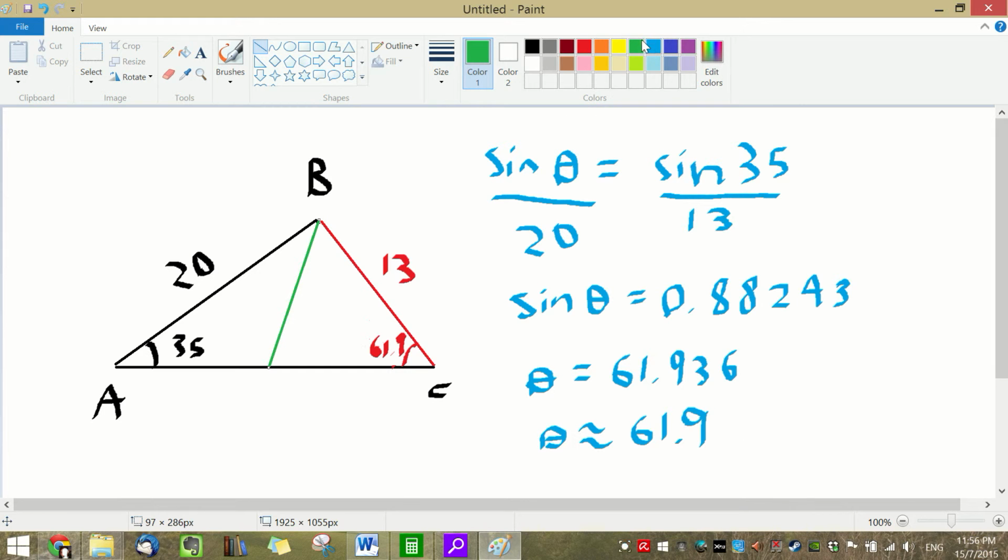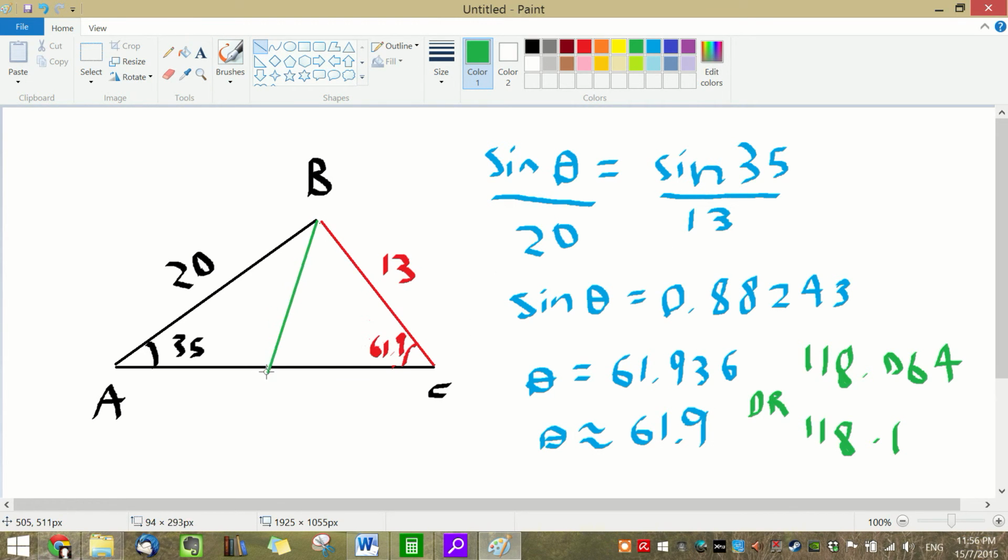Now here's where we calculate the other case. So theta is 61.9 or, we take our calculator, 180 minus 61.936. It's 118.064, and rounded off, it's 118.1. So this second angle, where exactly does it manifest?